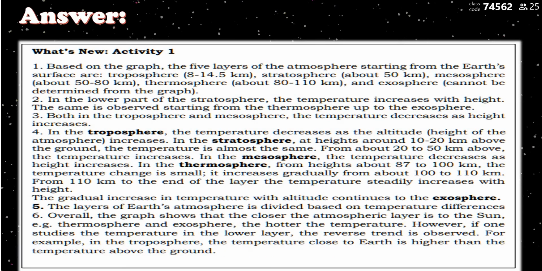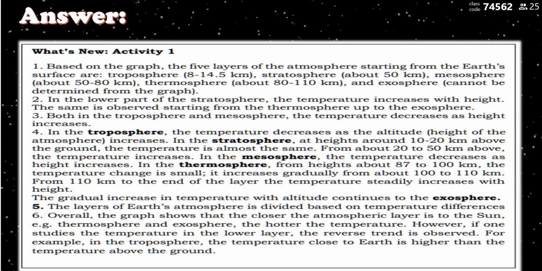Based on the graph, the 5 layers of the atmosphere starting from the Earth's surface are troposphere, 8 to 14.5 kilometers, stratosphere about 50 kilometers from the Earth, mesosphere about 50 to 80 kilometers from the Earth, thermosphere about 80 to 110 kilometers from the Earth, and exosphere cannot be determined from the graph.